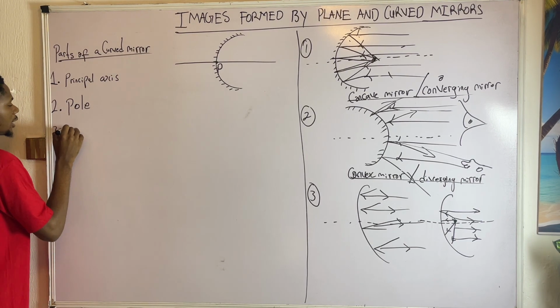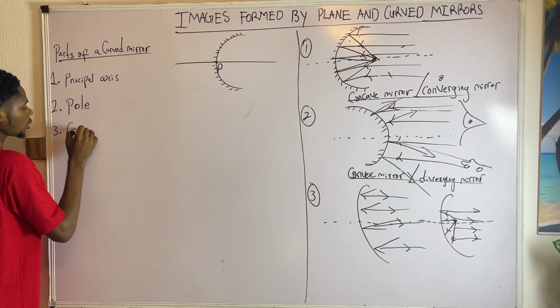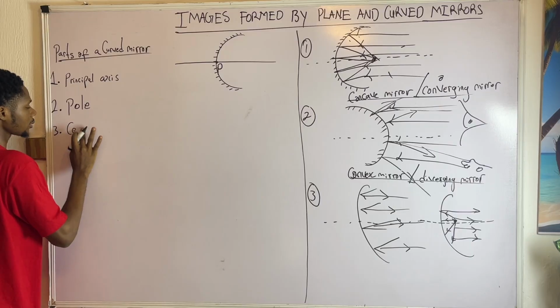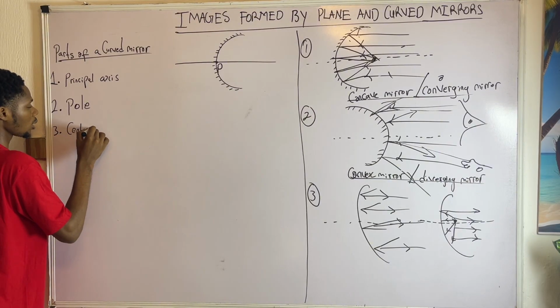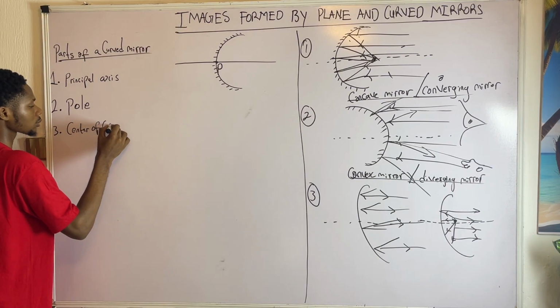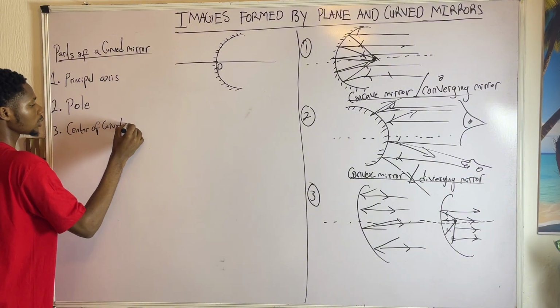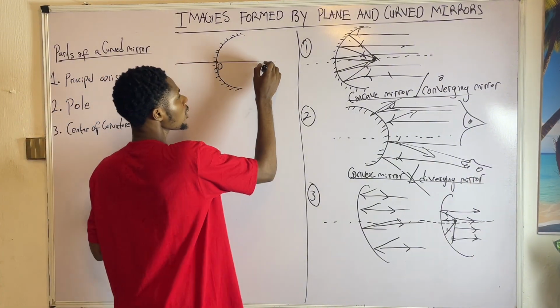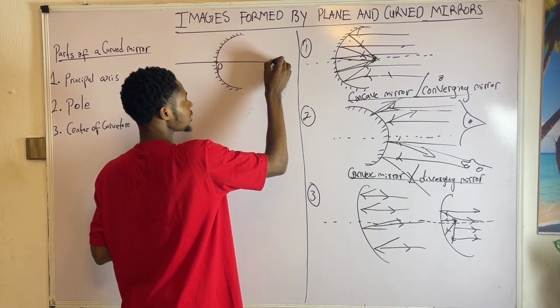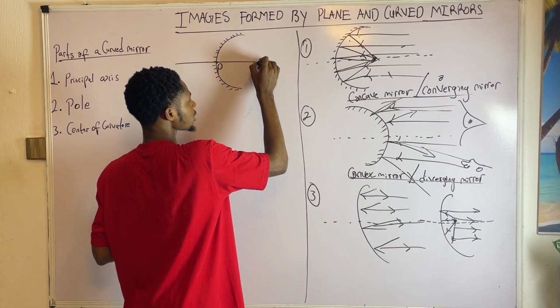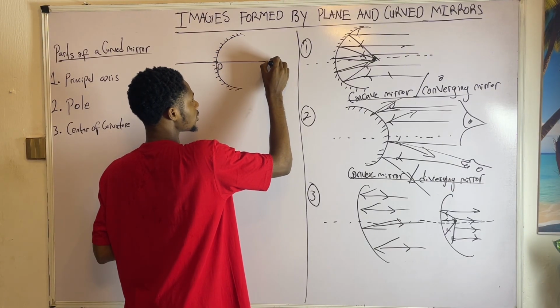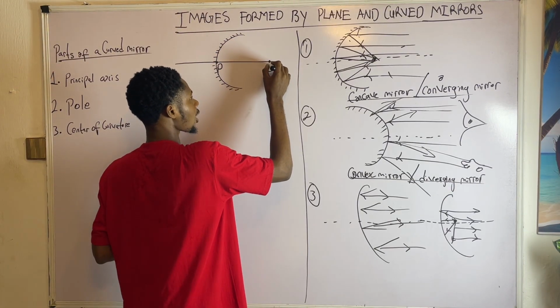Now the next one we're going to talk about, number 3, is the center of curvature. Now the center of curvature, I'm going to call the center of curvature, let's say this point. Let's say it is this point. I'm going to call this point the center of curvature.